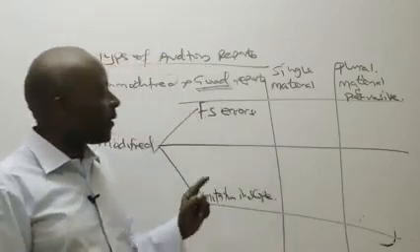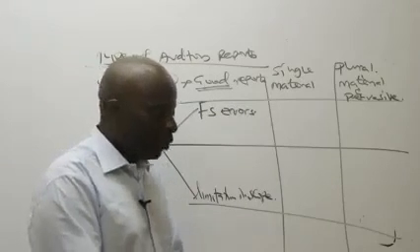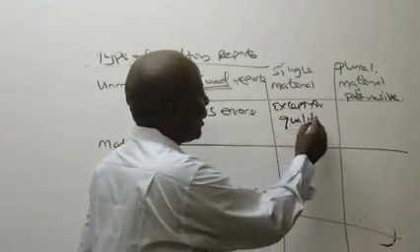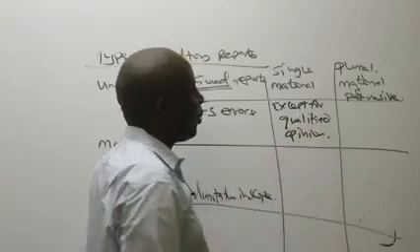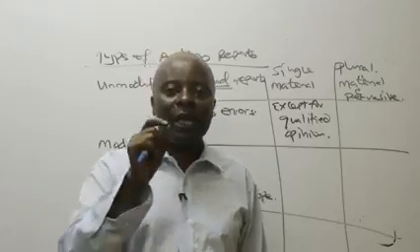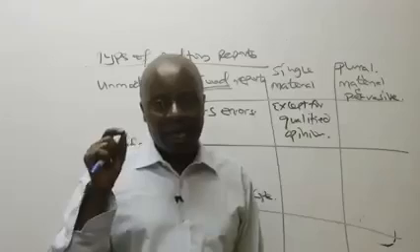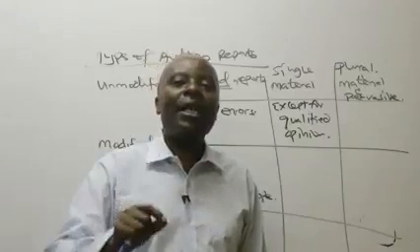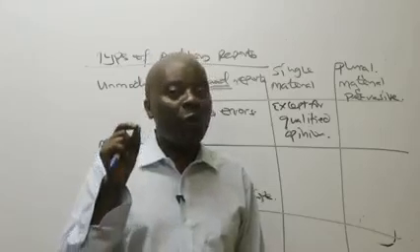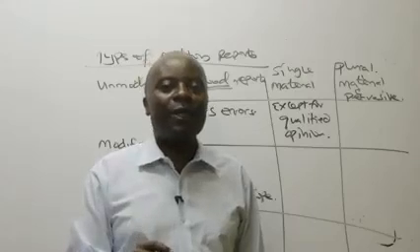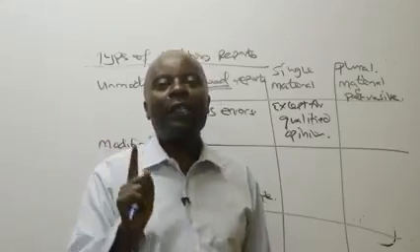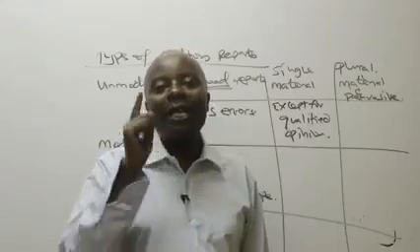But the concept here is this: if the error is only one error that we have, then the kind of opinion we'll give here will be an except for qualified opinion. So basically, you are saying that except for the fact that tax of Kenya shillings 10 million remains unpaid, the financial statements of RCM Online College are truthful, they are fair, except for the fact that they have not remitted tax of Kenya shillings 10 million.